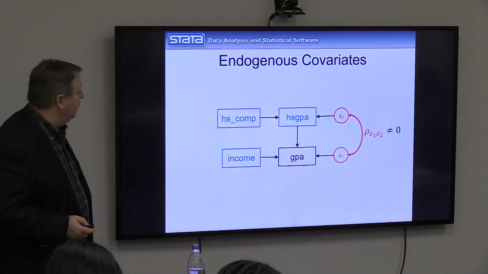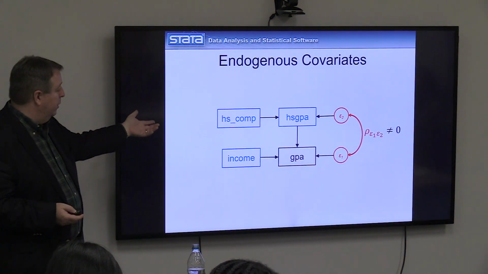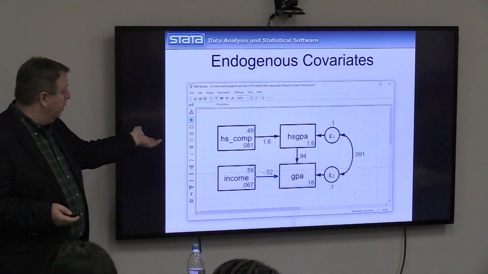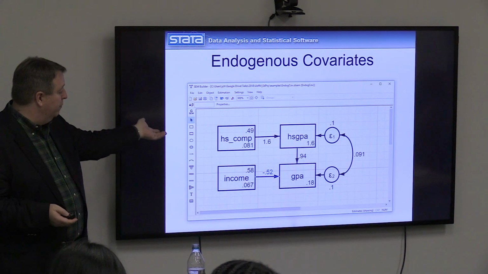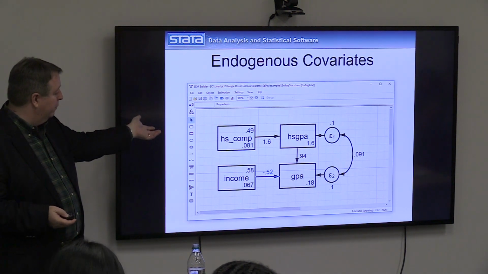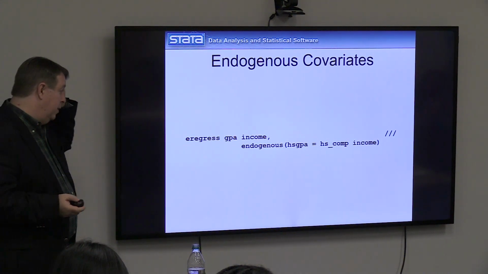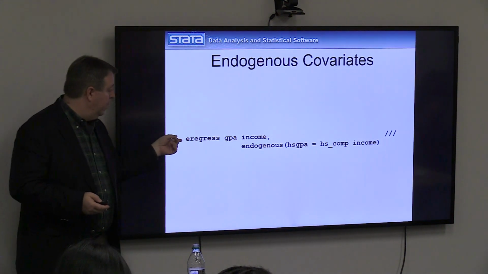And when I do that, in fact, I've drawn this as a structural equation model. I can fit this as a structural equation model using Stata's structural equation modeling builder. I can actually estimate all of those coefficients and correlations and so forth. So I could do this using a structural equation model, or I could do this using Stata's new eregress command.